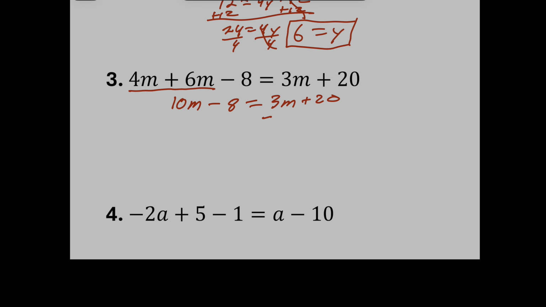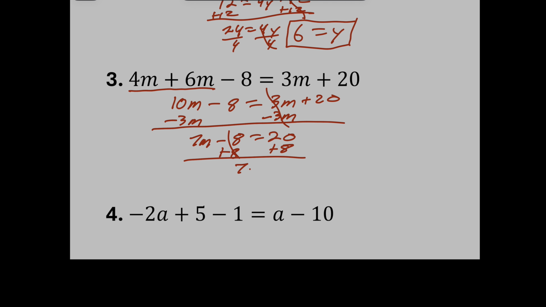When we flip to the other side, that's when we do the opposite and we do the plus or the minus. So here, that's going to get rid of my 3m's. I'm going to be left with 7m minus 8 equals 20. Now I need letters on one side, numbers on the other. So I'm going to go plus 8 to both sides. Boom. 7m equals 28. Divide by 7. They cancel out, and I'm left with m equals 4.